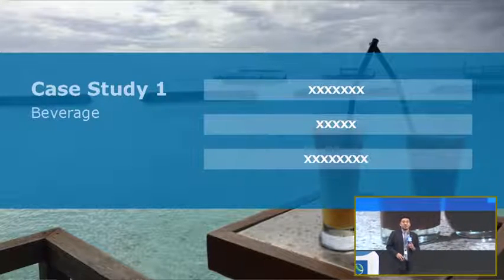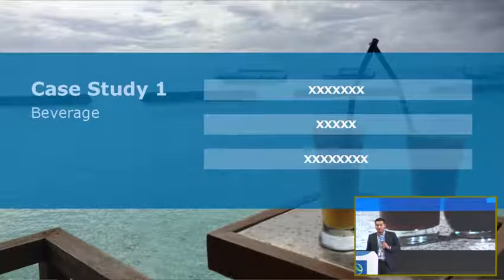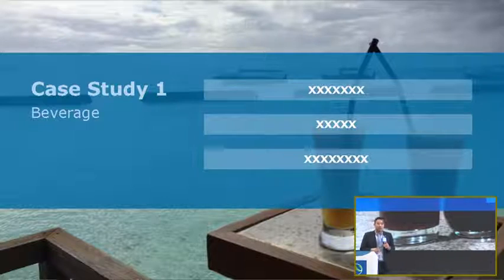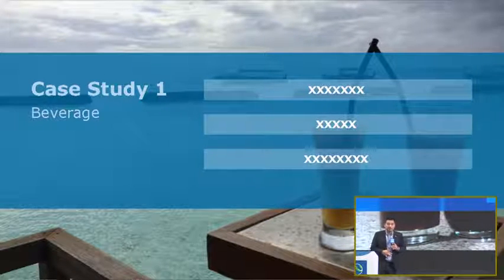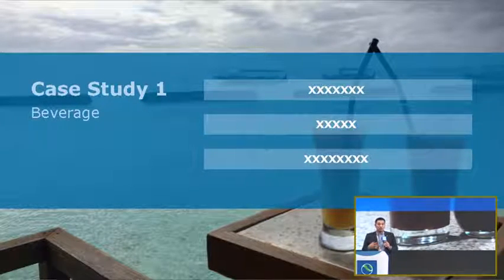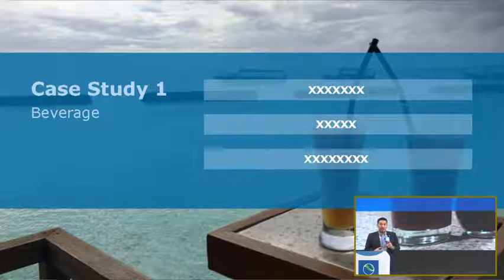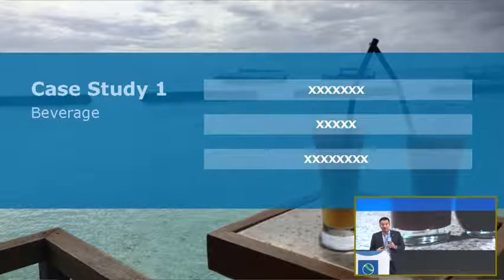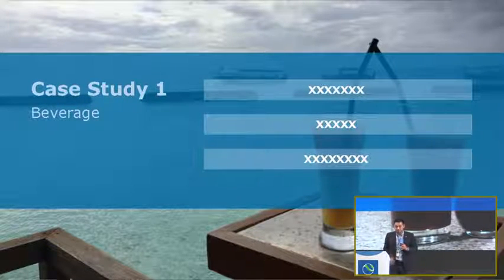So this beverage industry customer is a Fortune 100 company, US-based. They had over 200 carriers that they were working with, and they wanted to rationalize down to 10 carriers. That was one of the earliest projects we worked on in terms of getting outcomes of efficiency and cost savings, which was being driven primarily by their logistics team internally.